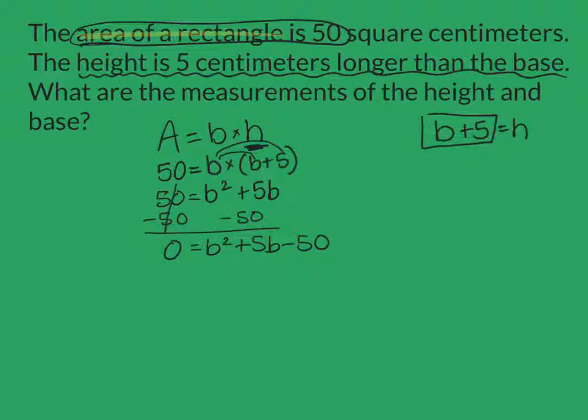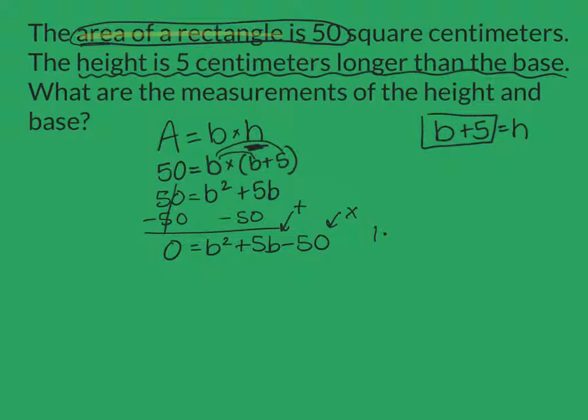The next question is the number next to the variable squared a 1 or invisible 1? And that would be yes, we have an invisible 1 here. So then I follow the yes path. So I'm going to factor by looking for 2 numbers that multiply to C, in this case negative 50, and add to B, in this case positive 5. So 2 numbers that multiply to negative 50 and add to 5.